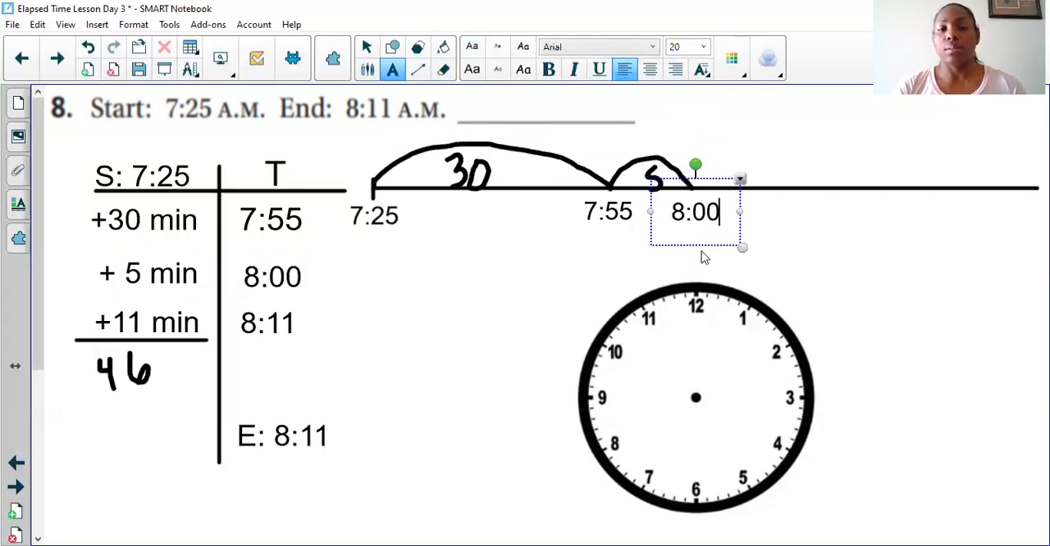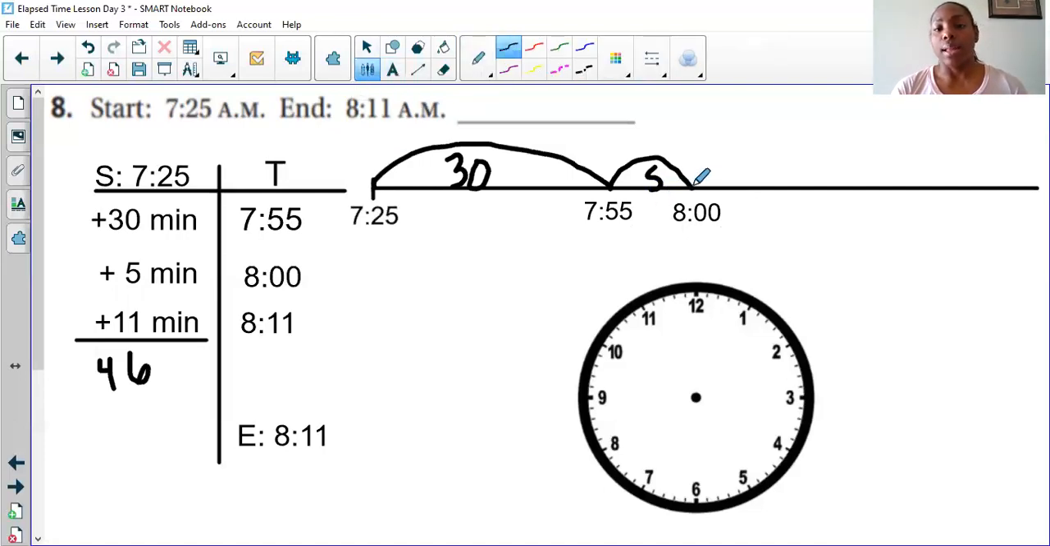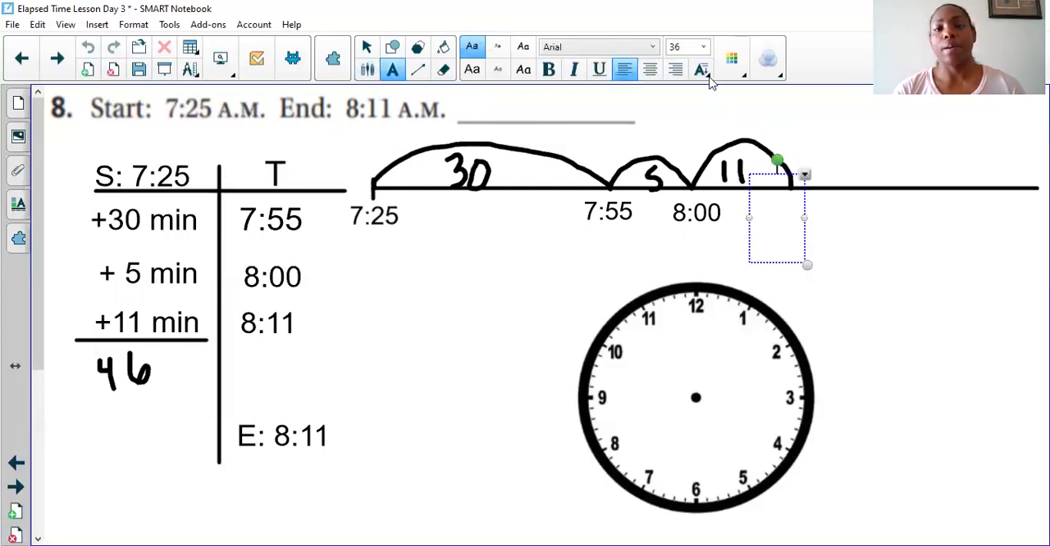And then I need to go how many more minutes to get to 8:11 again? I need to go 11 minutes. Then I'll just put 11 right there. And so that 11-minute jump helps me to know that I am now at the time of 8:11, and then I should be able to determine how many minutes it took me to get from 7:25 to 8:11.